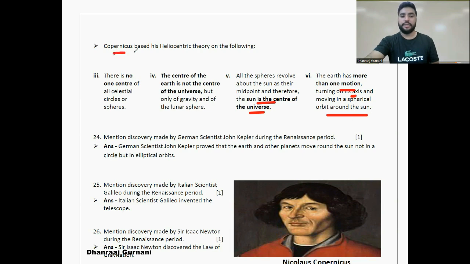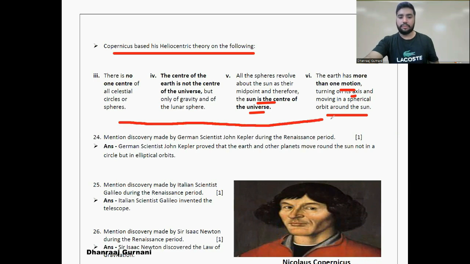This is what Copernicus based his heliocentric theory on. Heliocentric is that theory which speaks about the sun being in the center. So all these points spoke about the sun being in the center of the universe. That's what the heliocentric theory of Copernicus is. This triggered a lot of change in science after it was published.